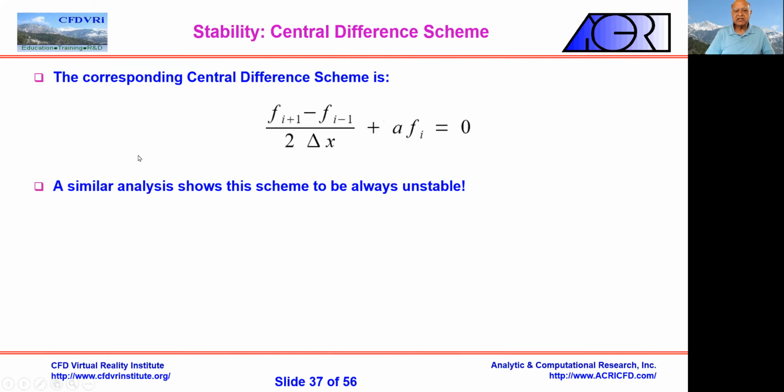The central difference scheme, on the other hand, can be shown to be always unstable. That's very interesting. It's very accurate, but it's not stable for this particular equation. So the second order scheme is less stable than the first order scheme.